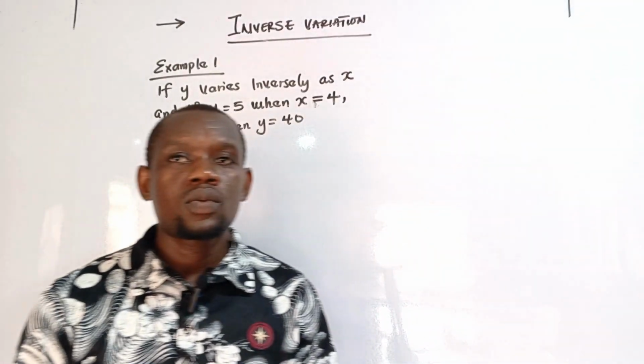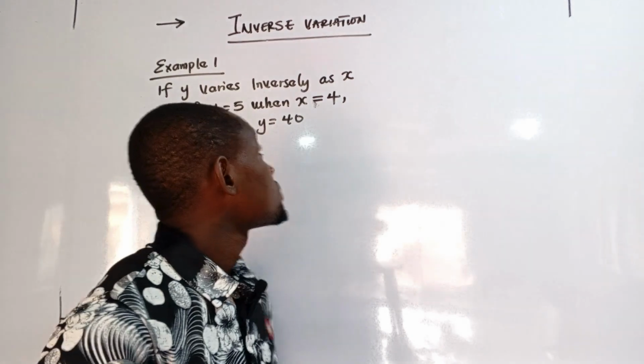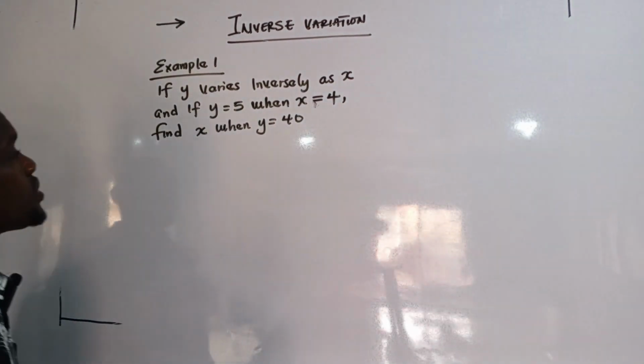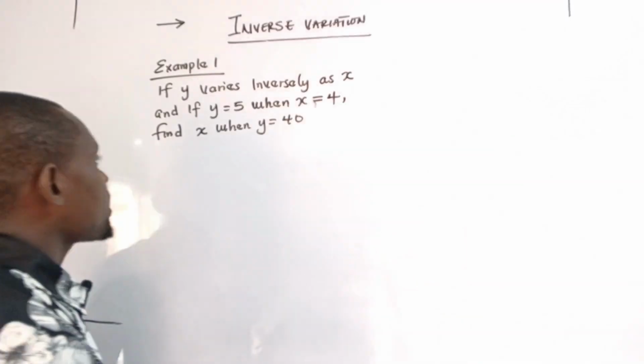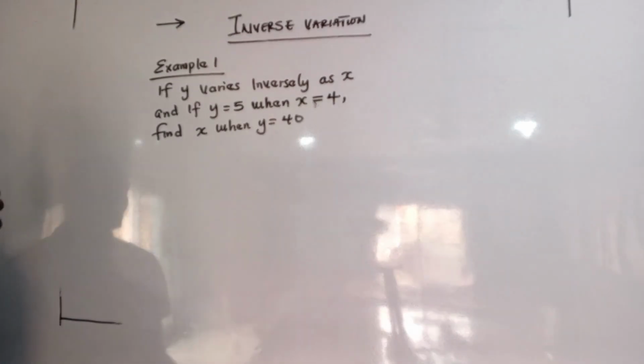Let us look at the question on the board now. We have that if y varies inversely as x, and if y is equal to 5 when x is equal to 4, find x when y equals 40.